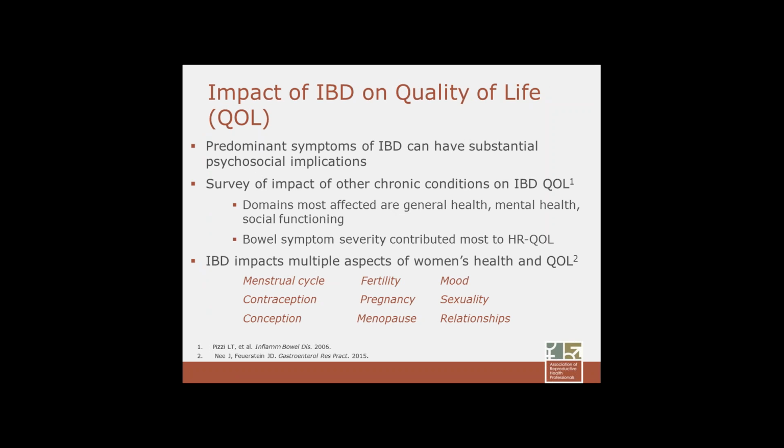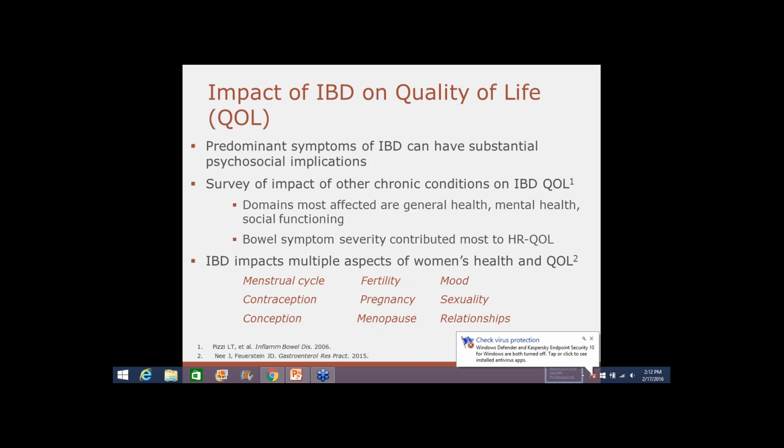Okay, so you can imagine that if you have a chronic inflammation of your GI tract that leads to pain and diarrhea, you have a significant impact on your quality of life, that predominant symptoms have very substantial psychosocial implications, and that a recent survey looking at the impact of other chronic conditions on IBD quality of life really do affect general health domains as well as mental health and social functioning, and that bowel symptom severity contributes the most to quality of life. So that means, basically, that we have to control symptoms, otherwise the patients are going to be miserable.